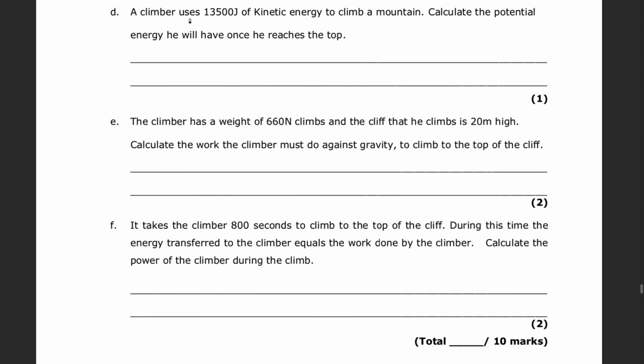Moving on to question D. A climber uses 13,500 joules of kinetic energy to climb a mountain. Calculate the potential energy he will have once he reaches the top. Now, according to the principle of conservation of energy, since energy can only be transferred from one form into another, then if he has used 13,500 joules of kinetic energy, then at the top he should have 13,500 joules.